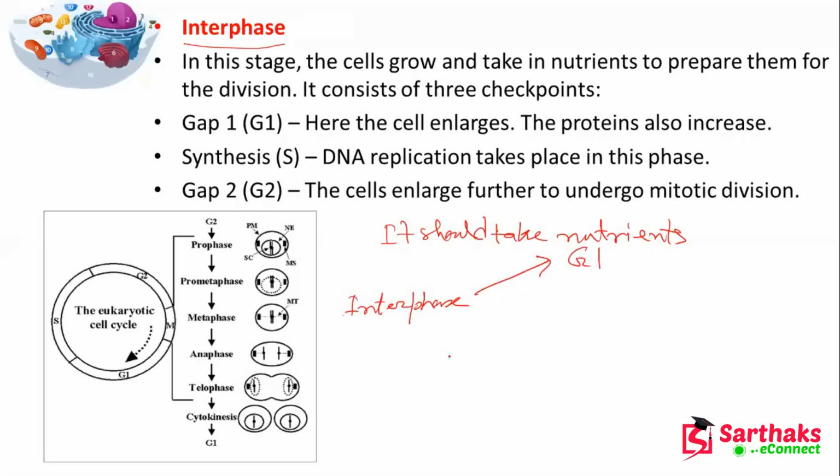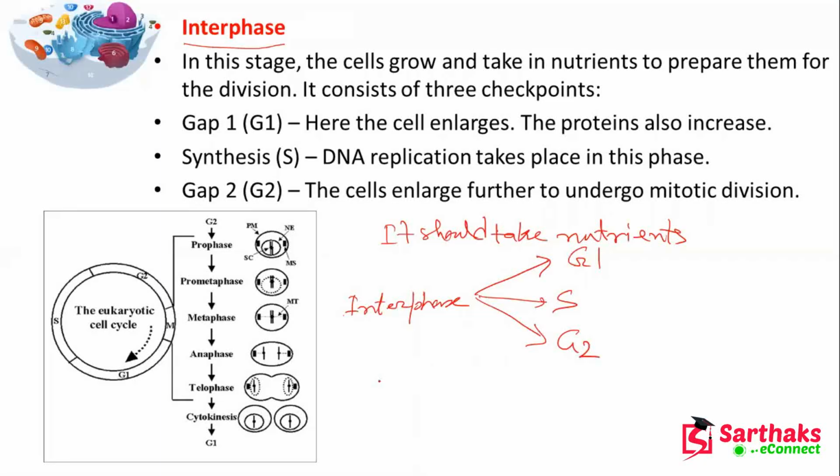First one is G1. Here the cell enlarges and the proteins also increase. Then this is the synthesis phase. DNA replication takes place in this phase. Next is G2. The cells enlarge further to undergo mitotic division.